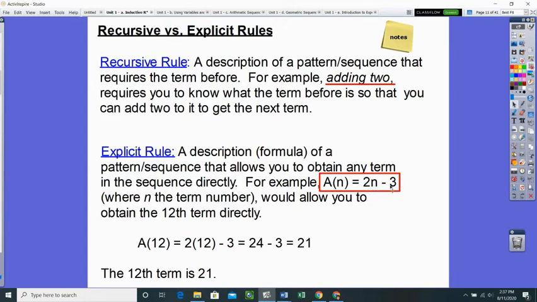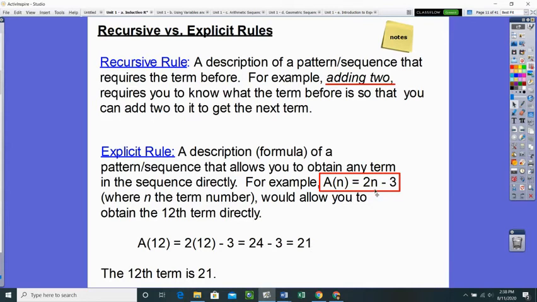Take away 3 would be -1, and my first term would be -1. But what if I want to know what the 12th term is? So I want the 12th term. See how I put the 12 in there? I want the 12th term of the sequence. So I'm going to take 2 times the term number and subtract 3. 2 times 12, order of operations, we're going to multiply before we subtract. We get 24, take away 3, and the 12th term is 21.